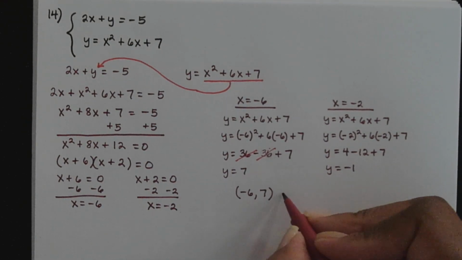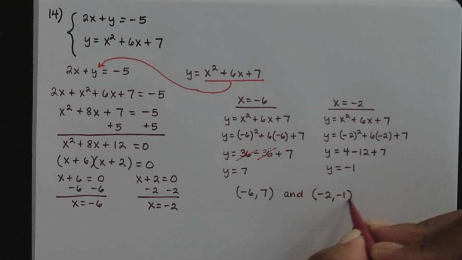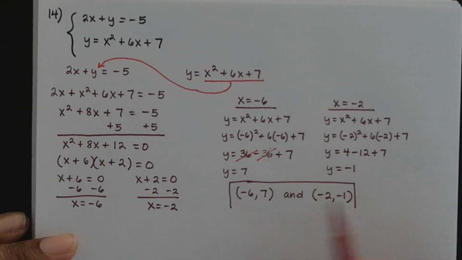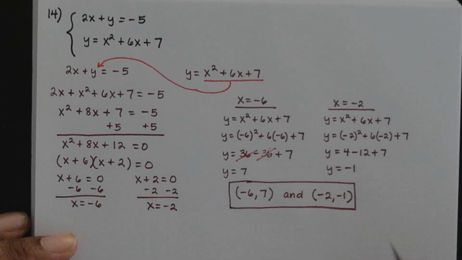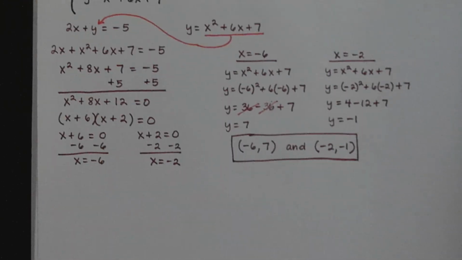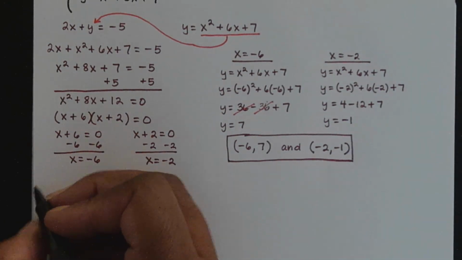So my other ordered pair would be x is negative 2 and y is negative 1. So these two right here are the ordered pairs that satisfy this nonlinear system of equations. Okay. Are there any questions about problem number 14? Okay. And problem number 15.